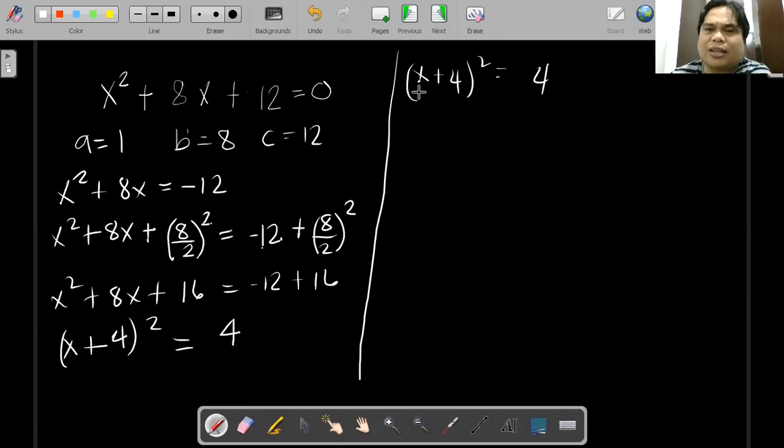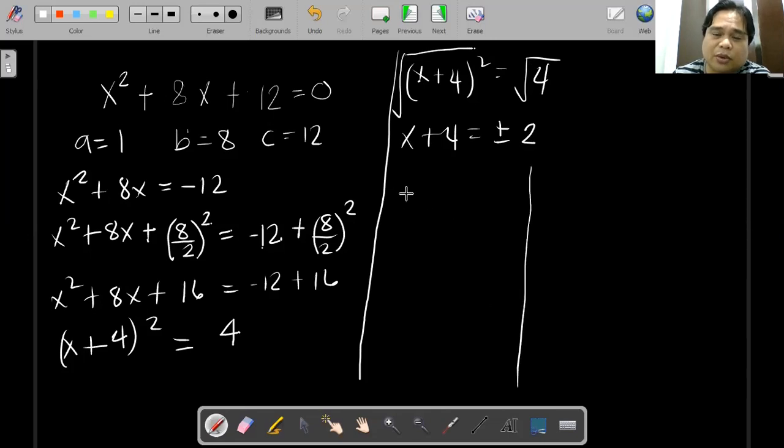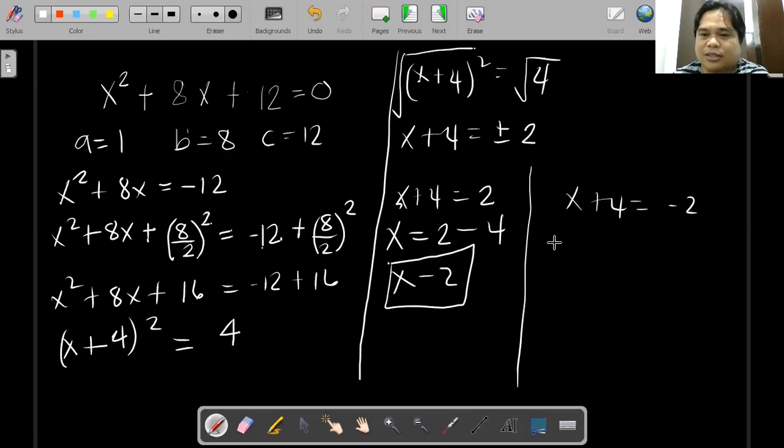We are interested in solving for x, so we need to get rid of the 2 here first, the exponent, and to get rid of the exponent, we just have to get the square root of both sides. Clear? So that becomes x plus 4 is equal to, since we get the square root of both sides, we need to consider two values, the positive and the negative values. So that becomes now 2. So all you need to do now is just solve the value of x. It's positive 2 here. On the other side is the negative value. And then just solve for x. 2 minus 4, that's negative 2. We now have solved one value of x.